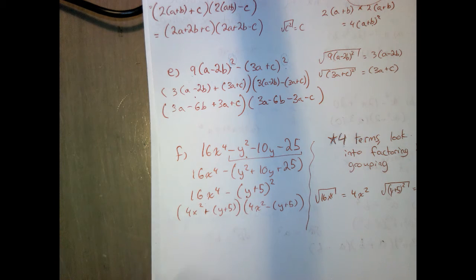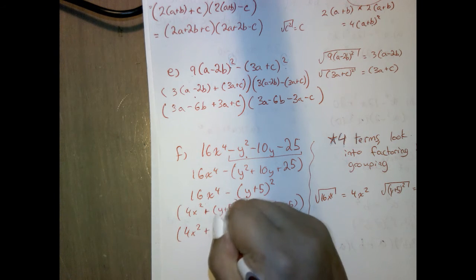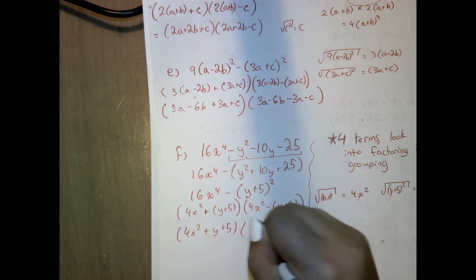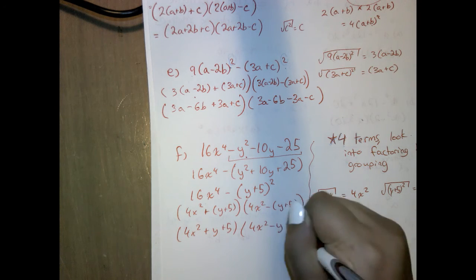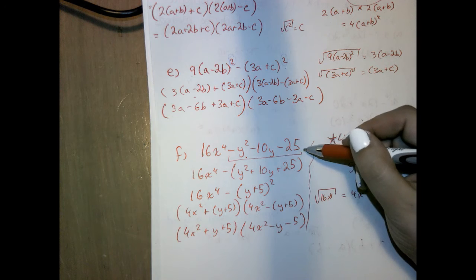So if you want to get rid of your brackets, you can also do that. Times 4x squared minus y minus 5. And that is a completely factored 4-term polynomial.